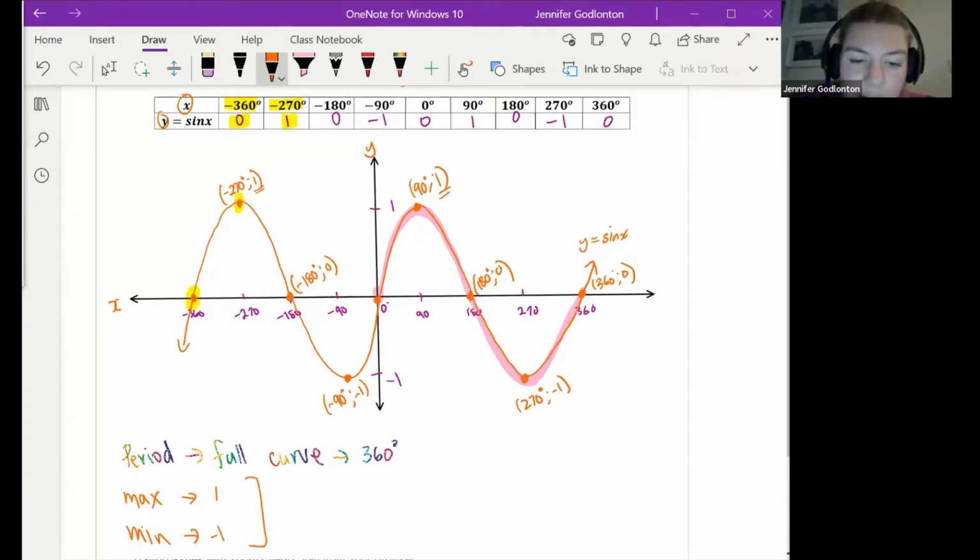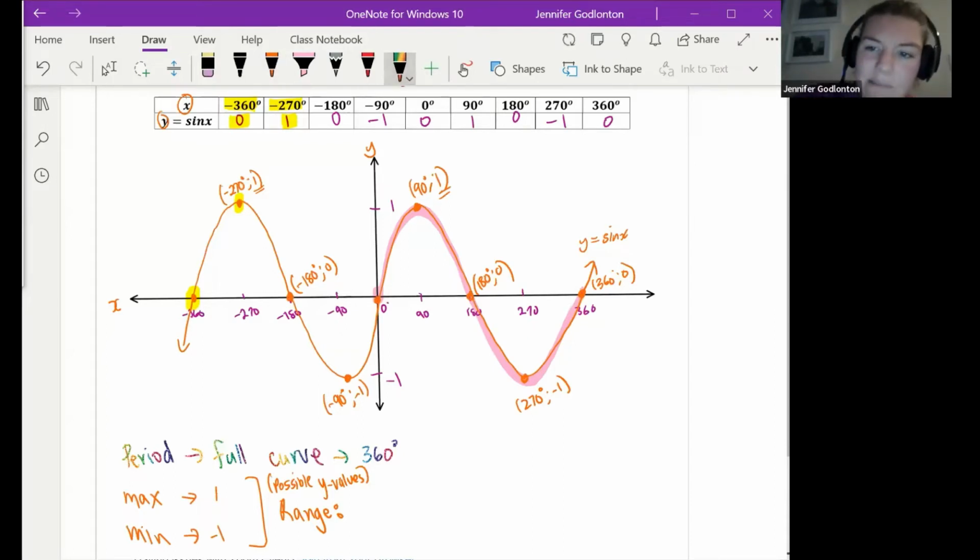So I know range is not everyone's favorite thing, but remember, range is looking at your possible y values. That's what a range is. So it's your possible y values. And our max and our min are telling us what our possible y values are. It's telling us that my graph only exists between 1 and -1.